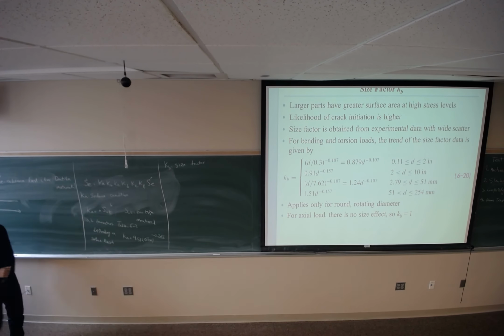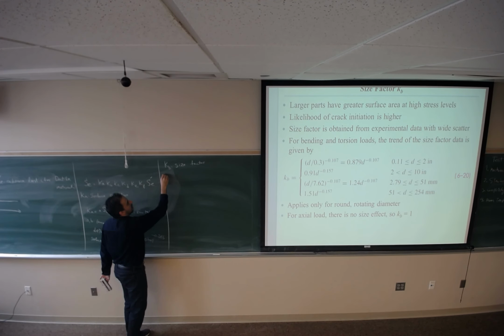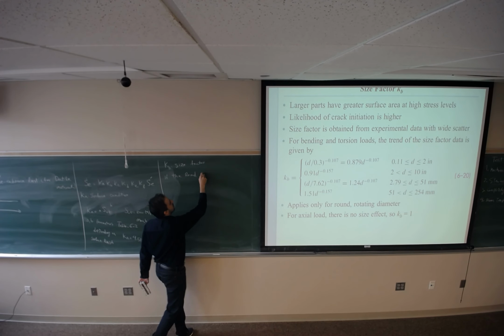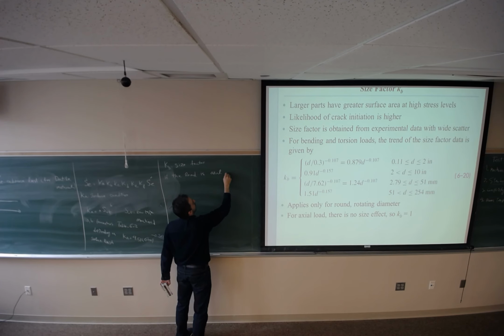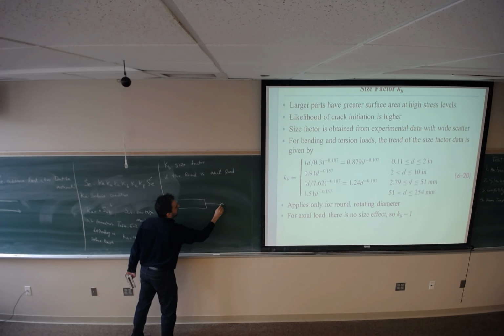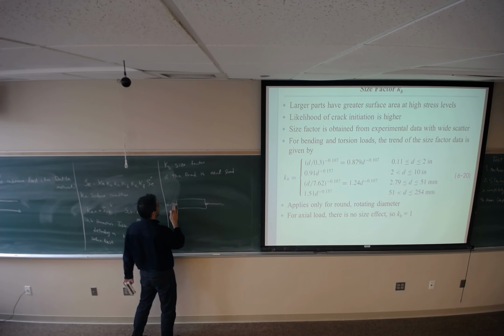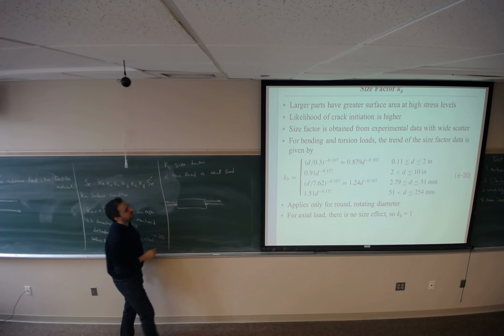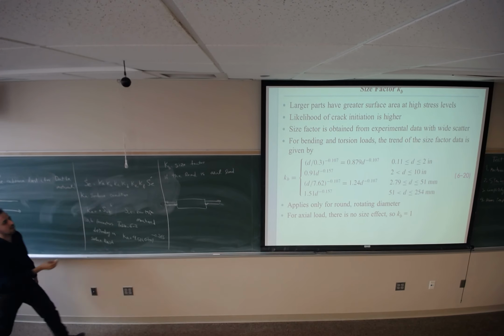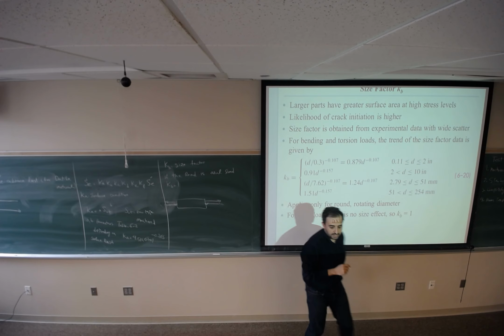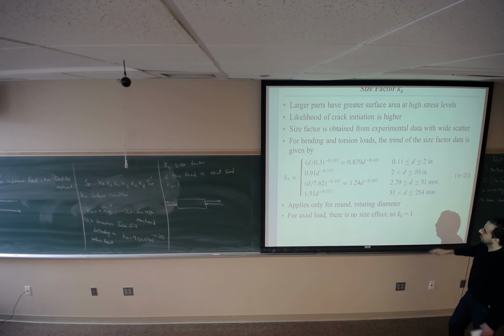KB. First, if the load is axial load. Axial load means something like this, or on compression. If this is the load, KB is always equal to 1. So the size doesn't affect the endurance limits. So KB is going to be 1.